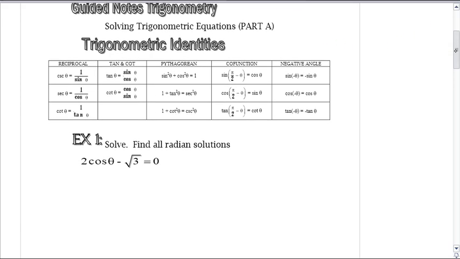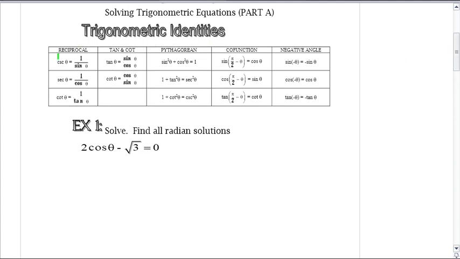So let's go ahead and take a look at our table here. We can see that we have some reciprocal properties, meaning cosecant theta is 1 over sine theta, secant theta is 1 over cosine theta, and so forth. We see the tangent and cotangent properties, let me draw a little line here. Tangent is sine over cosine, cotangent is cosine over sine. We have the Pythagorean properties, which are very useful. We have the cofunctions, which we've learned. We also have negative angles, which we have learned.